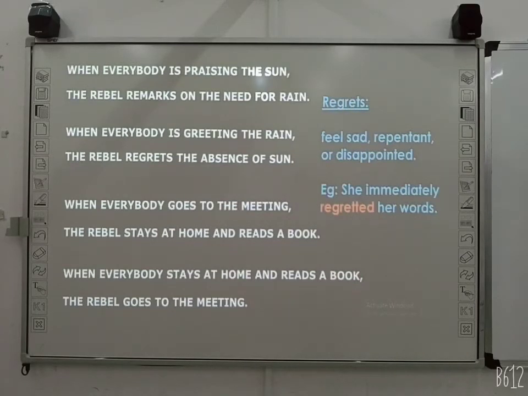So let's see the meaning of regrets, pronounced as regrets. It means feel sad, repentant or disappointed. Usage in a sentence: she immediately regretted her words.